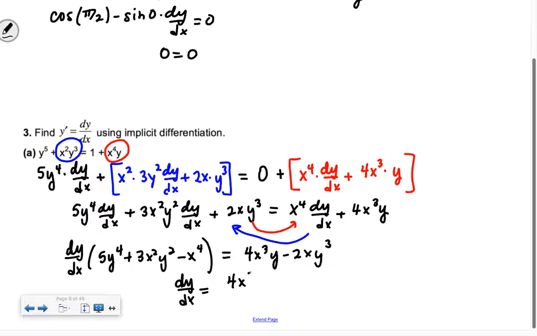Did you guys start to get the hang of that on your homework? Were you guys like, ugh, getting sick of writing the dy over dx?